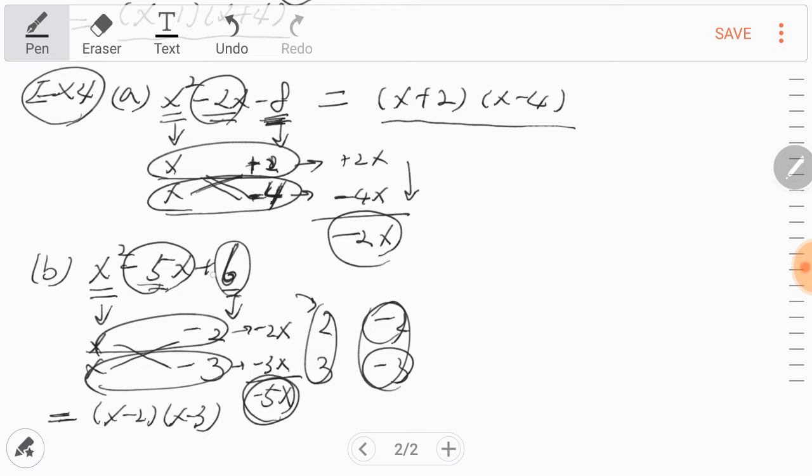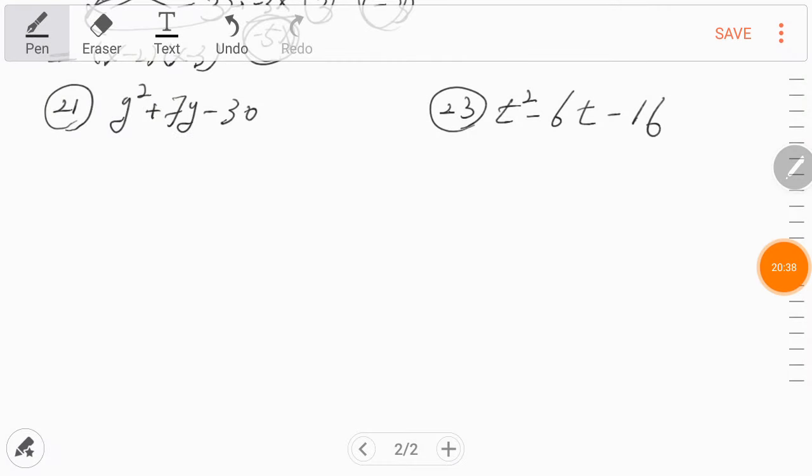When we factor a trinomial, it's really important to write two factors whose product is the first term, and write two factors whose product is 6, the last term. We have to practice many examples. So let's try another one. Let's try exercise number 21 and 23.